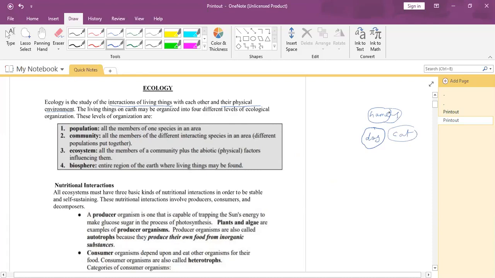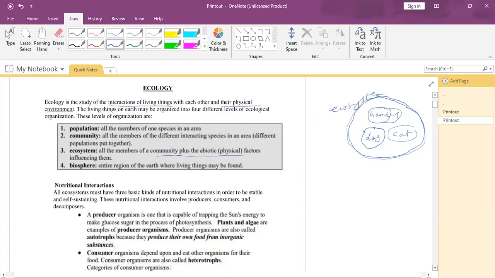So it means you put all these populations together, then all this here will form the community, right? Then the ecosystem refers to all the members of the community plus what we call the abiotic or the physical factors influencing them. So when we take this community here, all the other external factors like temperature, pressure, humidity, if you put all that together, they have what we call the ecosystem. So all this will be the ecosystem.